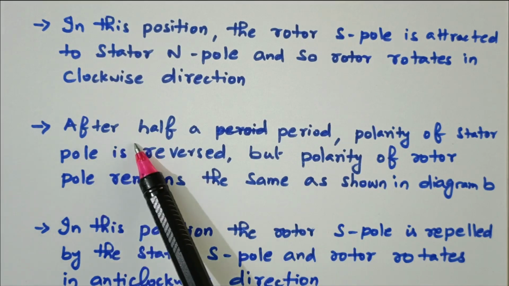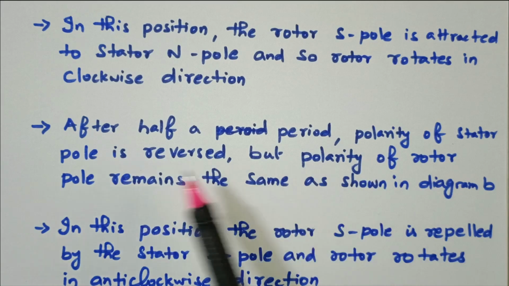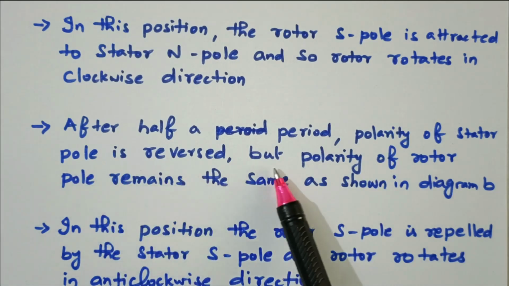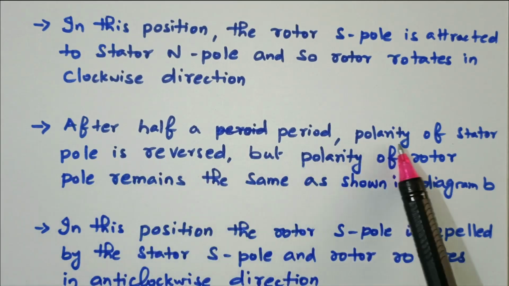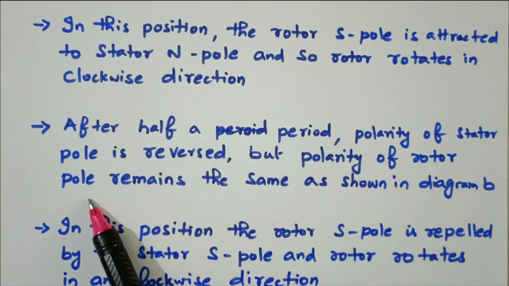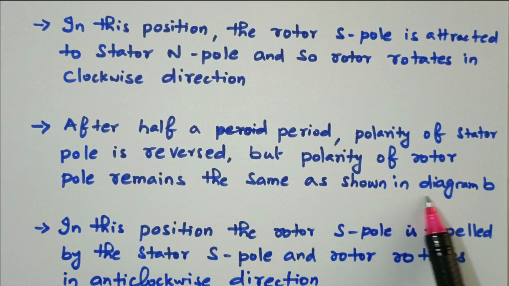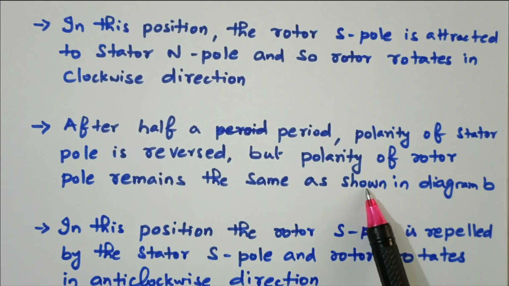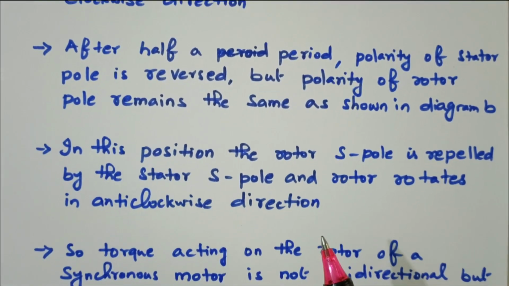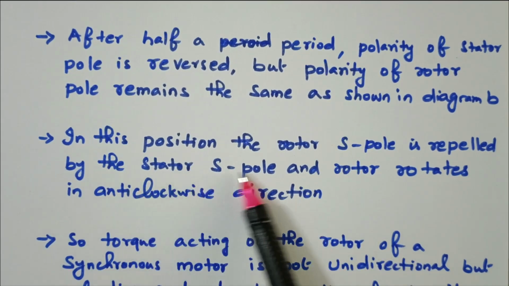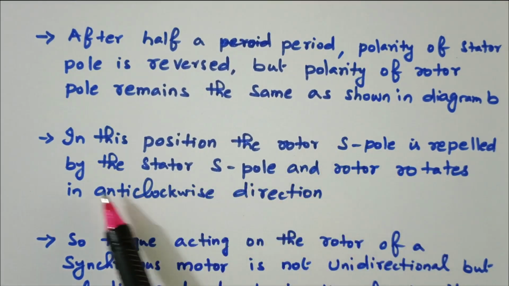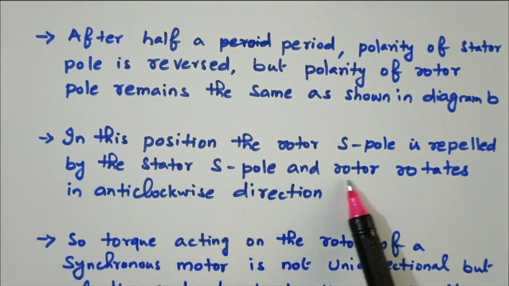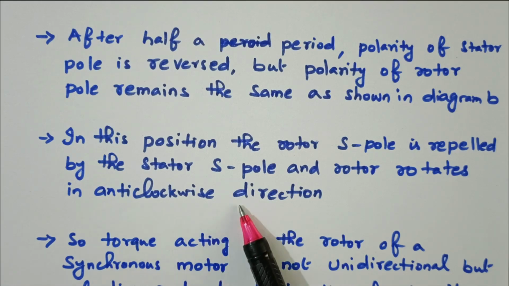After a half period, the polarity of the stator pole is reversed, but the polarity of the rotor pole remains the same, as shown in diagram B. So what happened? A repulsion takes place, and we need to avoid this repulsion. In this position, the rotor S pole is repelled by the stator S pole and the rotor rotates in the anti-clockwise direction. We need to avoid that.